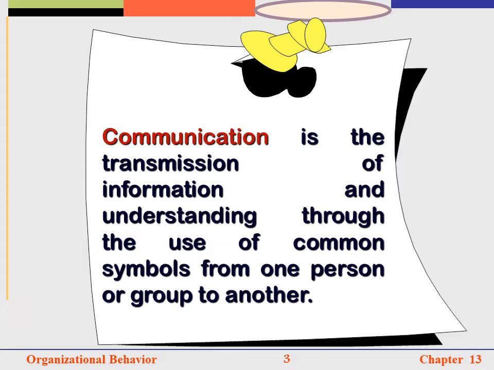Why do you need that? To influence and impact behavior. When you send a message, you need the other person to understand what you mean, to influence and impact his behavior. And understanding through the use of common symbols from one person or group to another. When we communicate, we use symbols, maybe verbal and non-verbal, and we will discuss this in this chapter, but let us define it here. By verbal we mean the spoken language and the written language, and by non-verbal we mean the human action that comes with the spoken or written message.